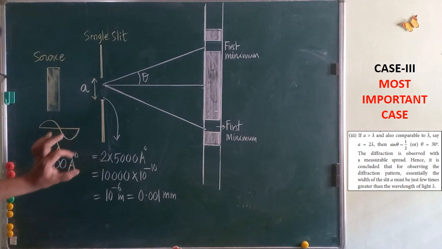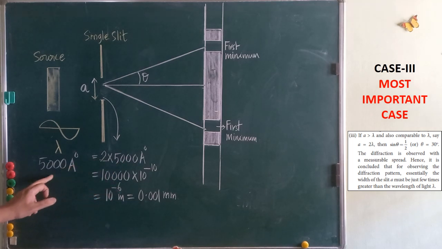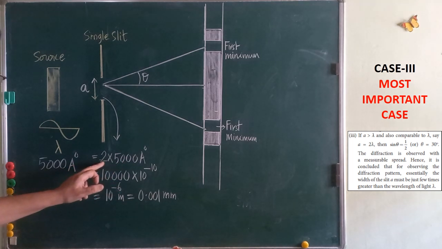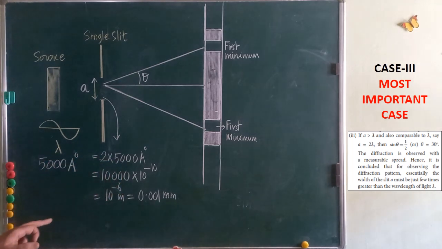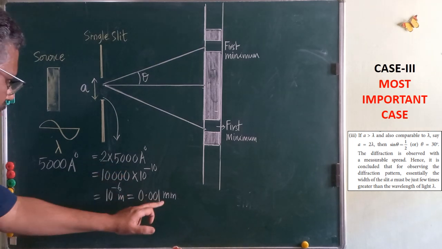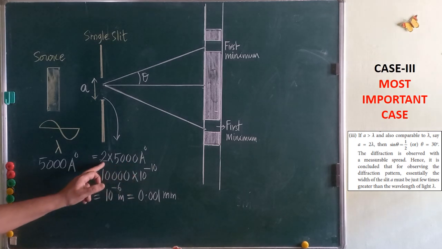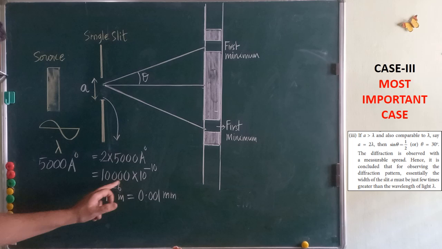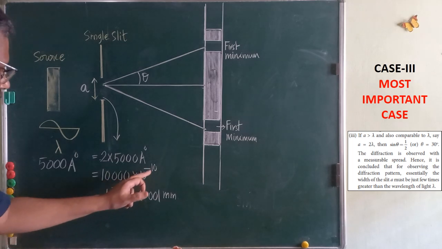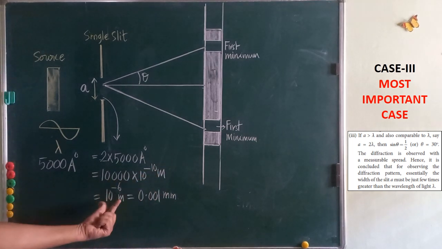Look at the value taken here. The width of the slit is 2 times of the wavelength. Exactly, it should be few times of the wavelength of the light. Here I have taken 2 times of the wavelength of the light. 2 times of the wavelength of the light means you just convert it into millimeter. 2 into 5000 Armstrong unit. 2 into 5, 10, remaining 3 zeros are written. 10,000 into 10 to the power of minus 10 meter. After converting, you will get 10 to the power of minus 6 meter.